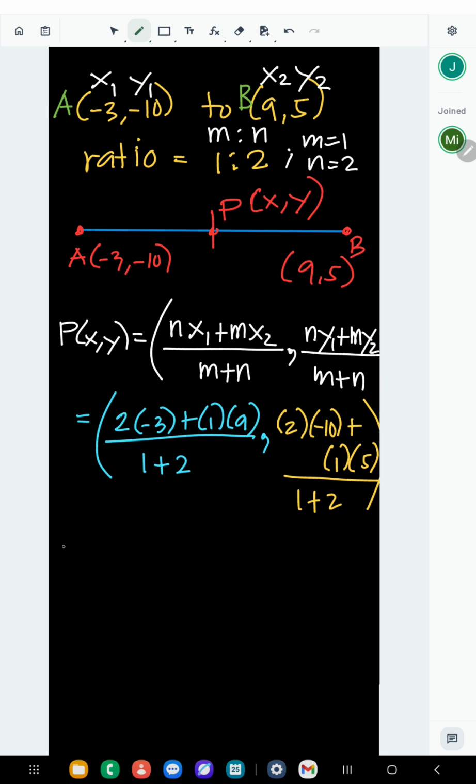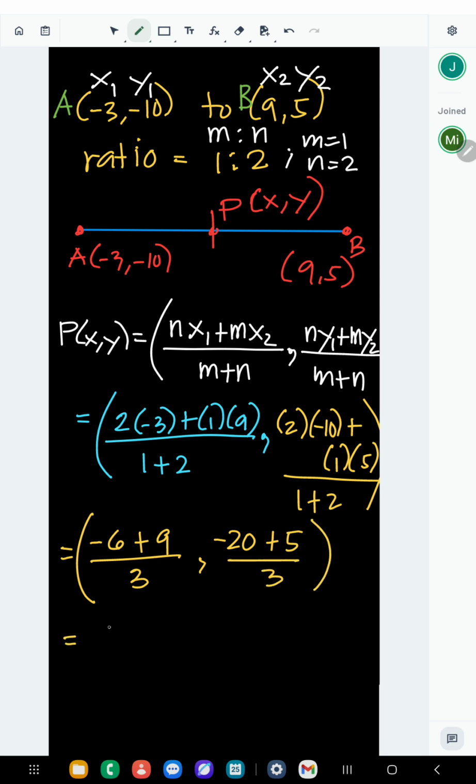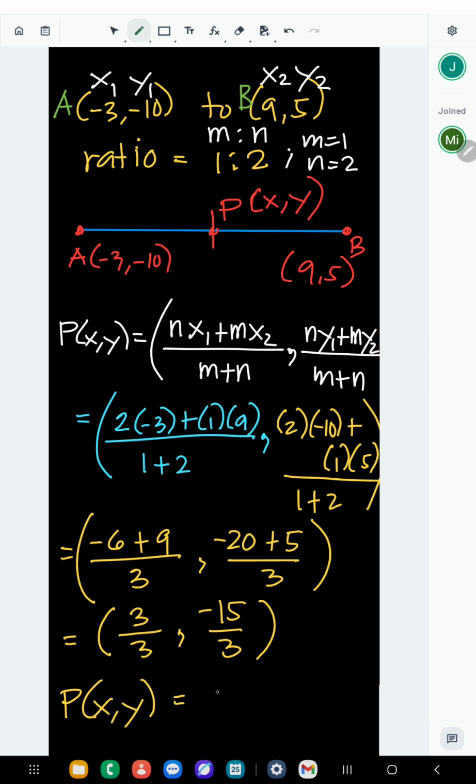There's no more space. Then this is just 2 times negative 3 is negative 6, plus 1 times 9 is 9 over 3. Then 2 times negative 10 is negative 20, plus 5 over 3. So this is just negative 6 plus 9 is 3, so 3 over 3. Negative 20 plus 5 is negative 15 over 3. Therefore, point P is just 1, negative 5. So this is the answer.